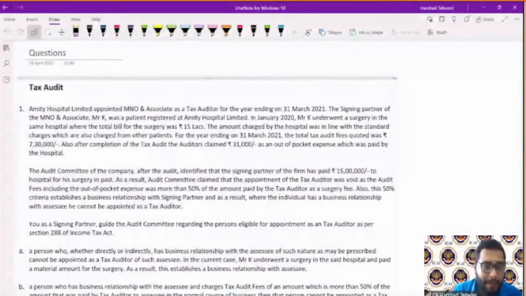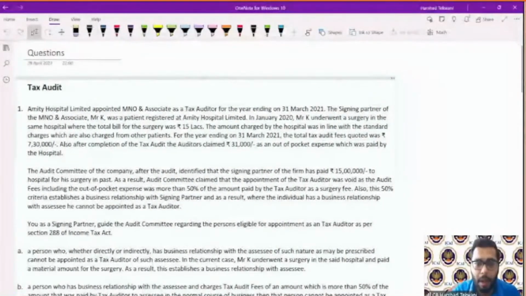Also, I will be taking up the doubts related to this topic or any other topic that we have discussed in the past. So I'll be taking up all those doubts, so you can ask as much as you can. Let me start. So guys, first I will be starting with the questions of tax audit. We'll discuss some more questions on the tax audits, audit under fiscal laws.